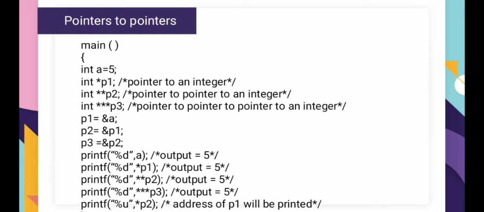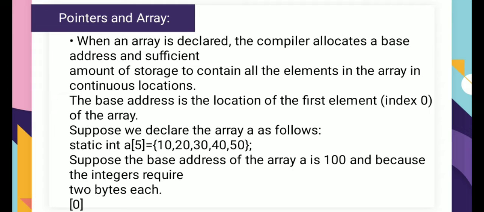So, pointers to pointers. Pointers store the address of a variable. Similarly, the address of a pointer can also be stored in some other pointer. Here is an example of pointers to pointers: a pointer to an integer, then a pointer to a pointer to an integer.